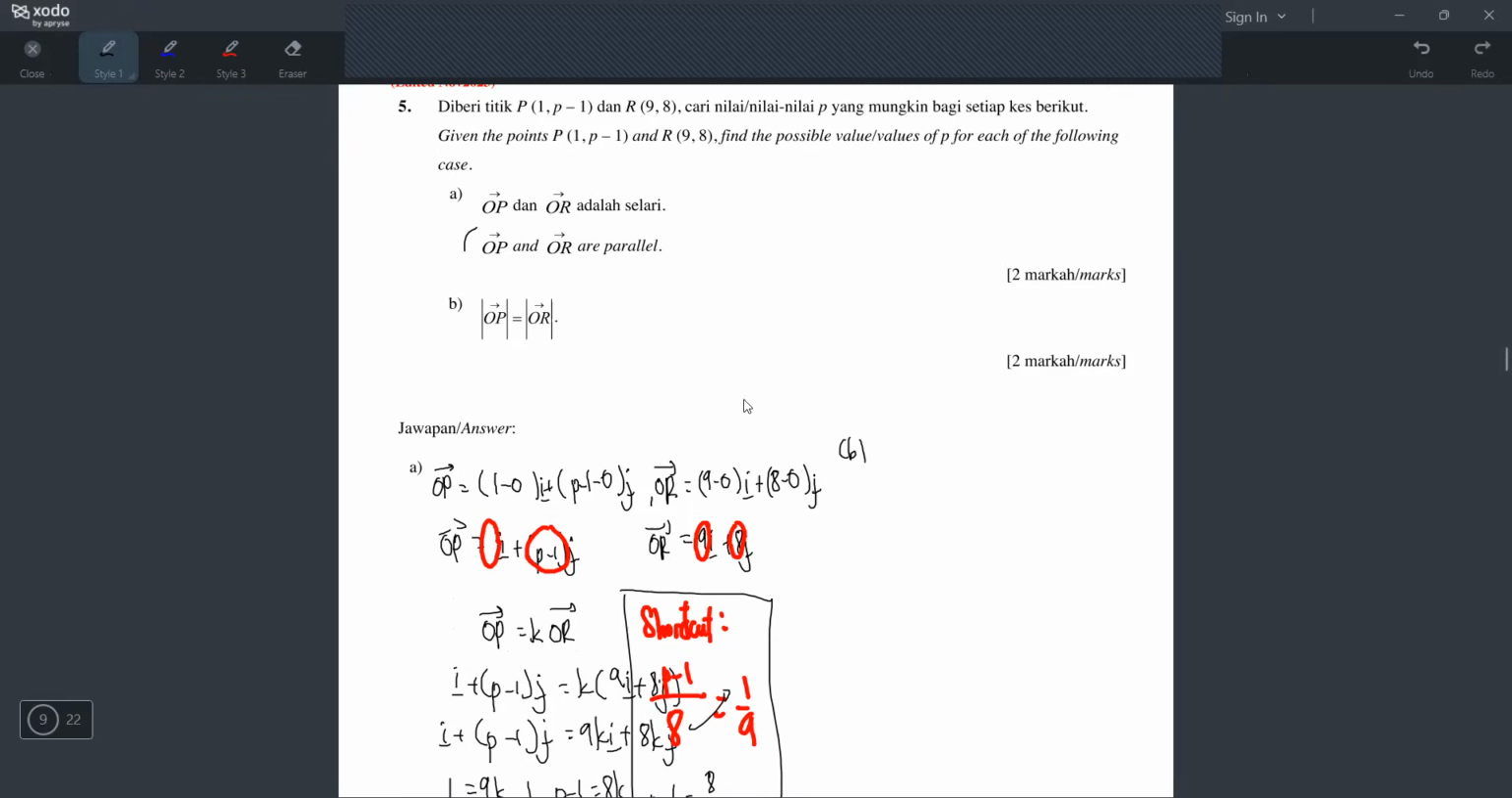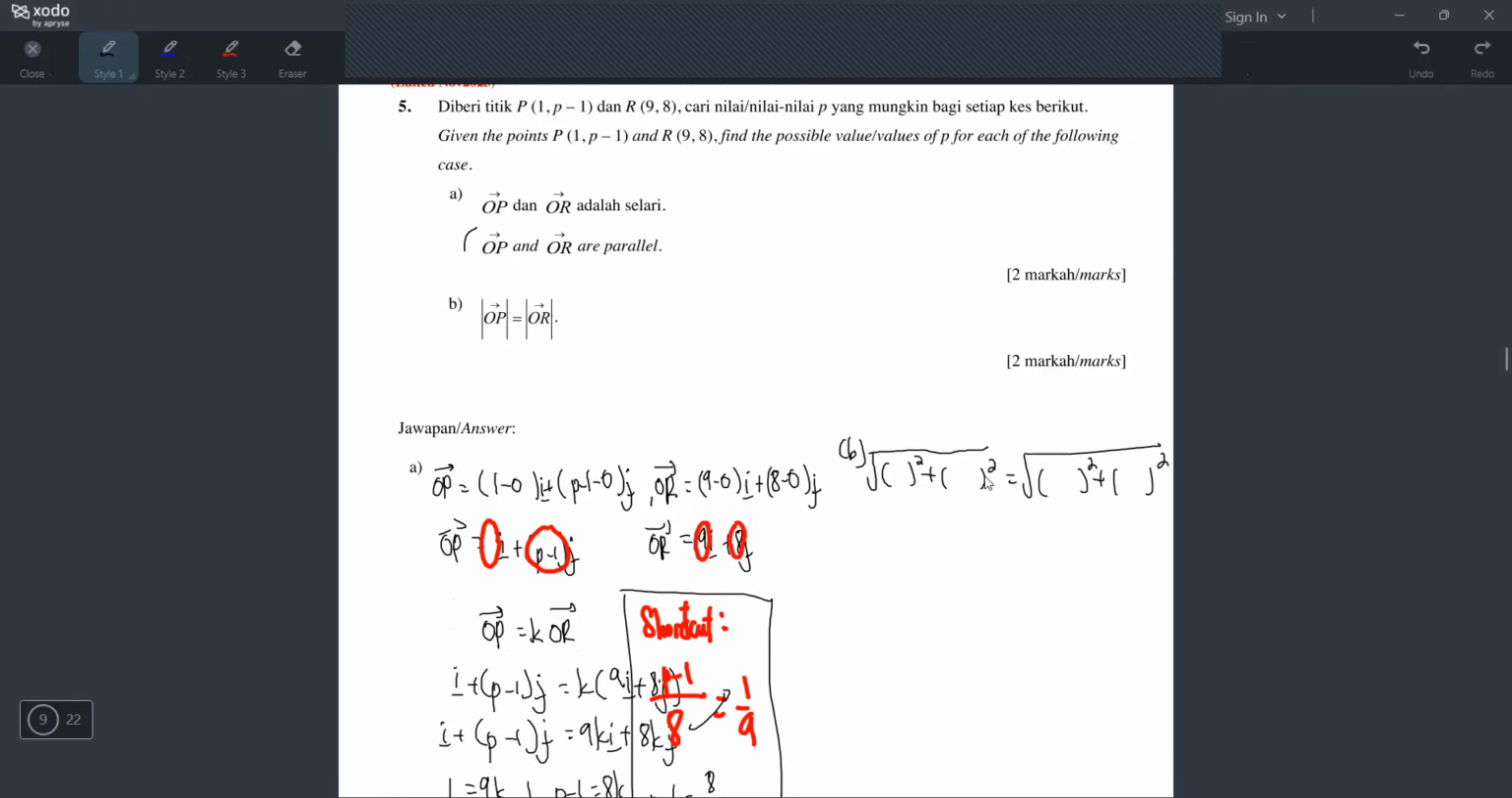So the B question says what? Magnitude of vector OP equals magnitude of OR. Okay, this one is magnitude. This symbol we call magnitude, not modulus. In this chapter, this symbol we call the magnitude. And what is the formula for magnitude? Square root, do you remember? Square root, bracket square plus bracket square. And then the other side is also to find the magnitude of OR. So you open another square root, also bracket square plus bracket square.